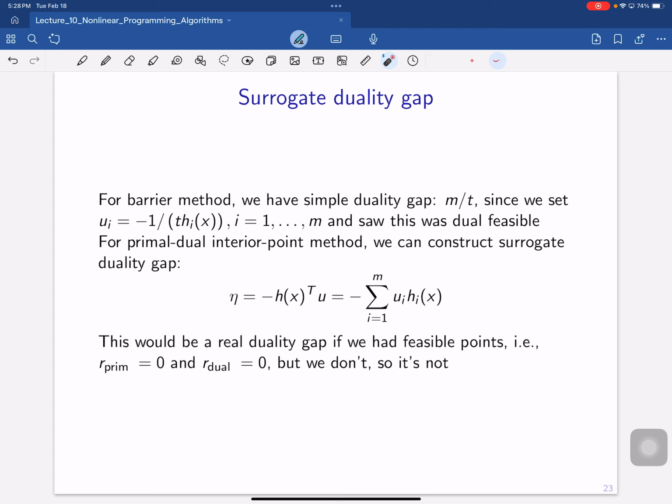So typically, people refer to the so-called surrogate duality gap. It is nothing but the sum of all the complementarity terms. Okay. Since we are solving a perturbed KKT system, right? The only difference is the perturbation over the complementarity constraint. Therefore, people use this as a surrogate duality gap. It will be a real duality gap if we have the primal and dual residuals equal to 0. But usually, you cannot guarantee that. Okay.